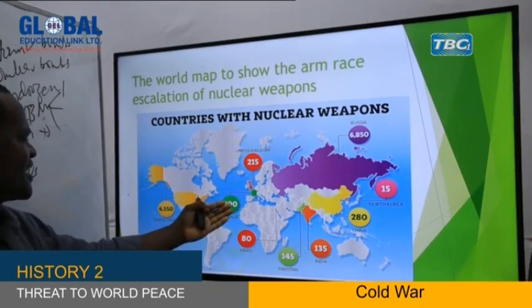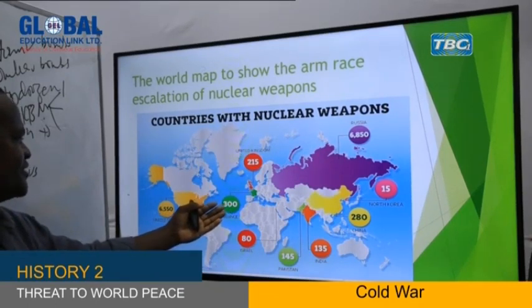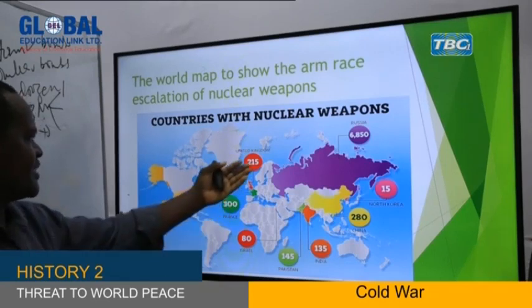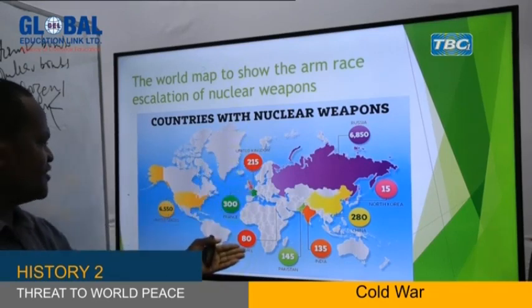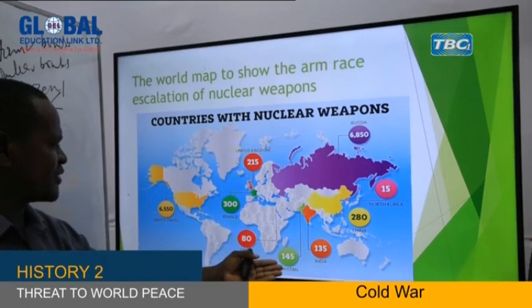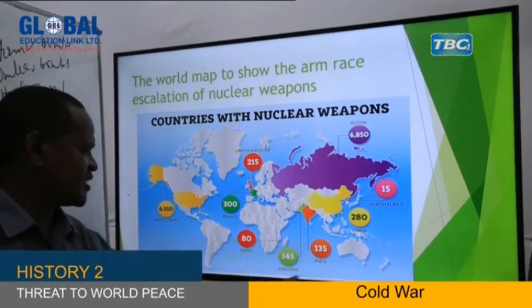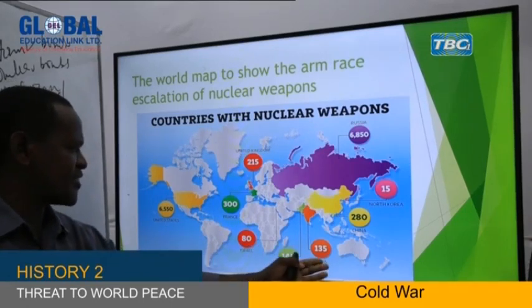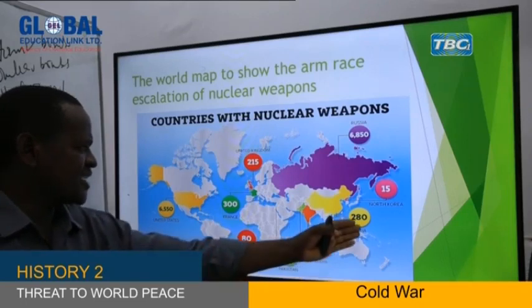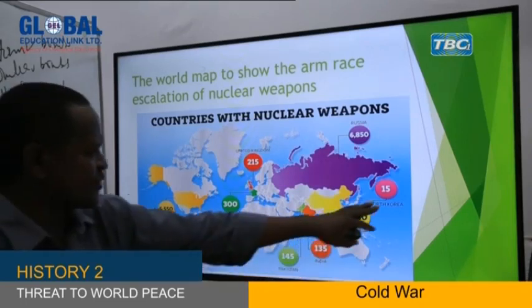Here we have got some other countries. This is France, which has got 300. You see, Britain 215. Israel has got 80. Pakistan 145. India, the 2 traditional enemies, also have the weapon, 135. China 208. And North Korea 15.